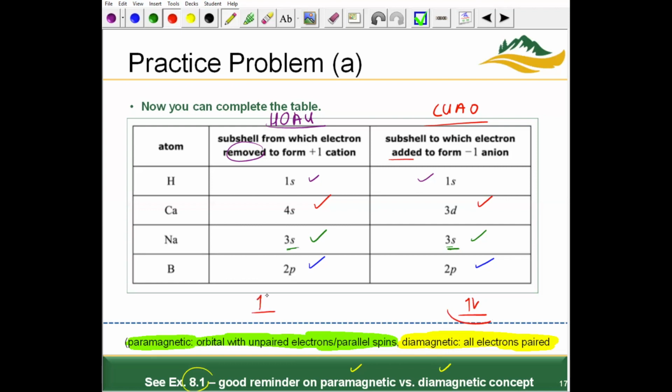For paramagnetic, we'd see just one unpaired or a parallel spin on its own, not yet paired with a second electron. For another example, if we're looking at the 2p subshell, for instance, if there are only 3 electrons present, these are all unpaired. That would mean it's paramagnetic. If we add on an electron, these are still unpaired. That's still paramagnetic. We consider it diamagnetic when there are all 6 electrons and all electrons are paired. So again, example 8.1 for a good refresher on para versus diamagnetic.